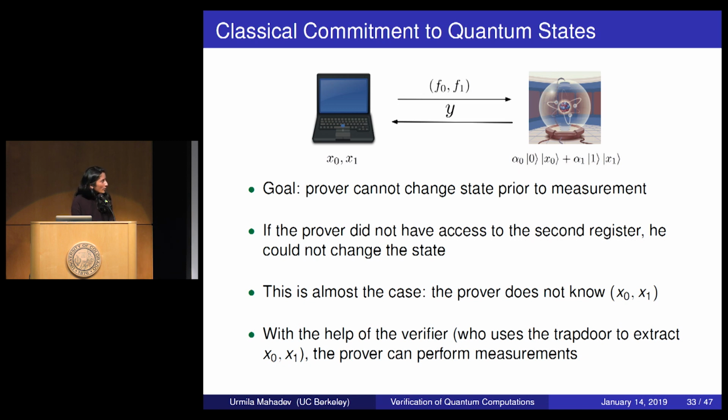So what happens is that the prover has some knowledge, he has the quantum state, but the verifier has some other knowledge. So the verifier knows the two pre-images x0 and x1. He can extract them from y using the trapdoor. So he knows something about the prover's quantum state that the prover himself does not know. And because of this knowledge, the verifier can help the prover perform quantum operations. So if the prover wants to do it by himself, he has no chance. But if the verifier wants him to do it, the verifier can collaborate with him in order to complete this operation.